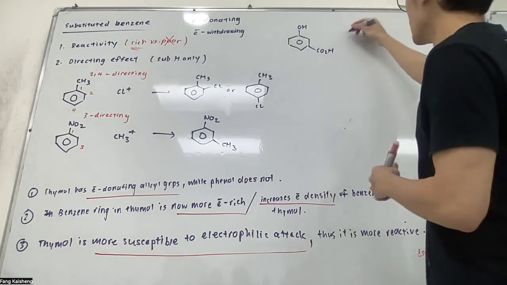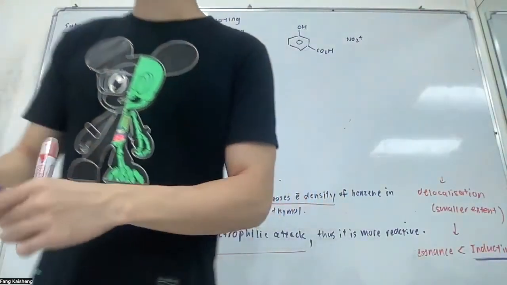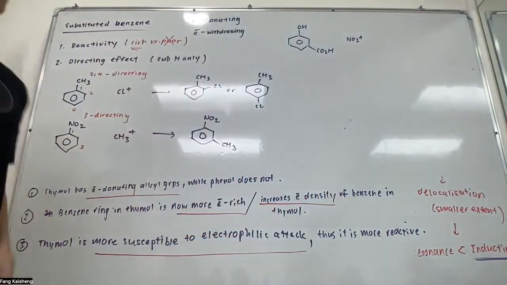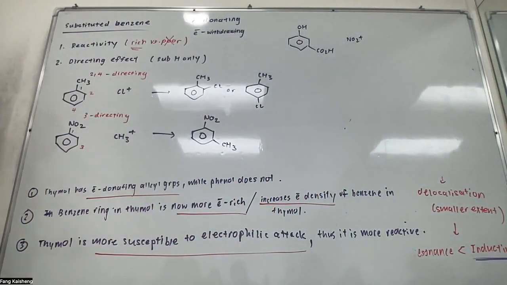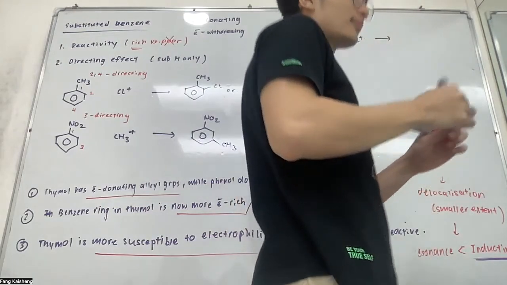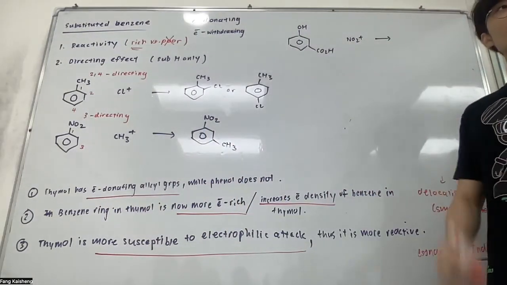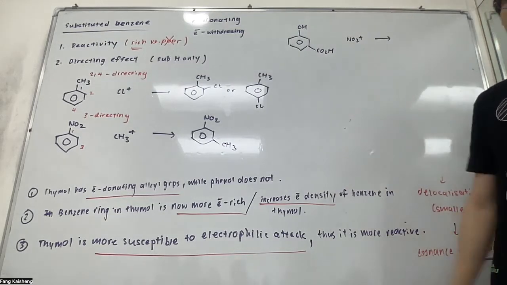Okay, let's take a look at this. Now, there are already two substituents on benzene. The third one wants to come in. Okay, let's find out what the directing effects are.